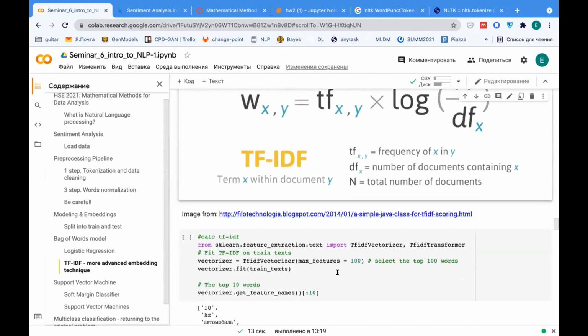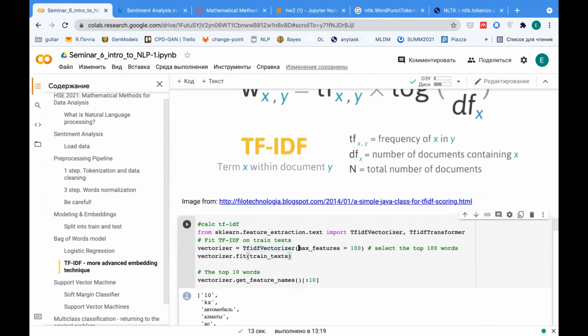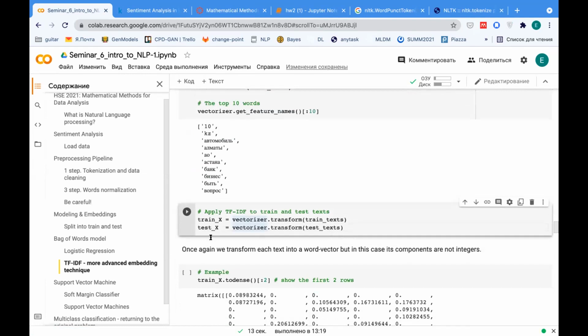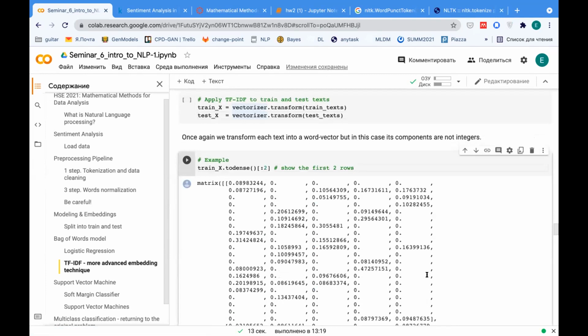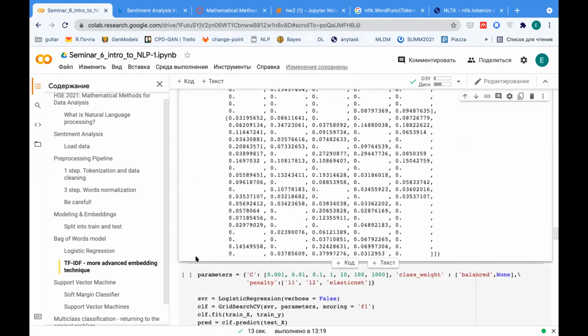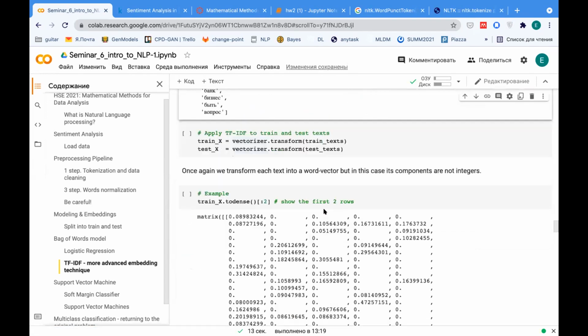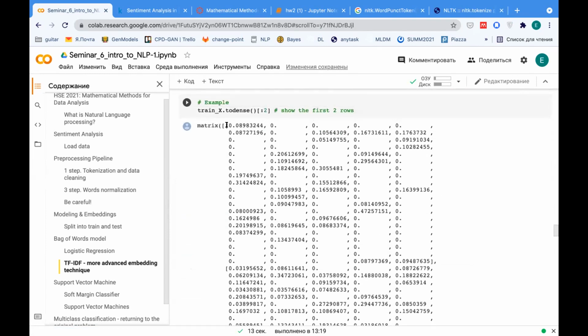So if we use TF-IDF vectorizer from Sklearn, if we also set a number of features, we'll also have some vectors after this transformation. So we'll have vectors like this. They will have a length of 100, yes. And we can see that the numbers in the vectors are now not int, they are float.